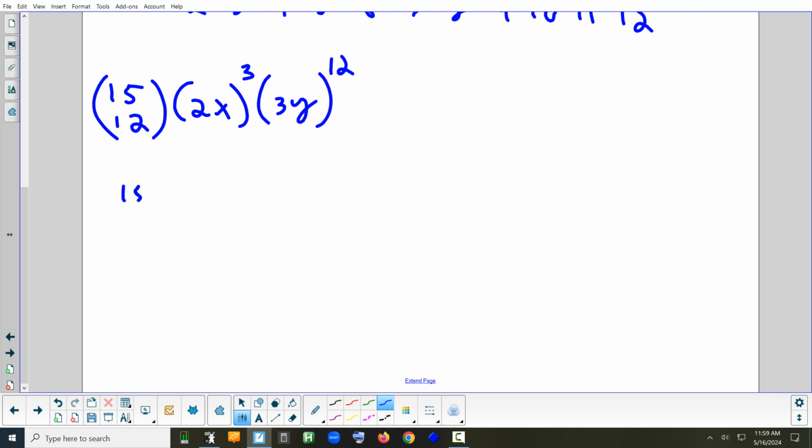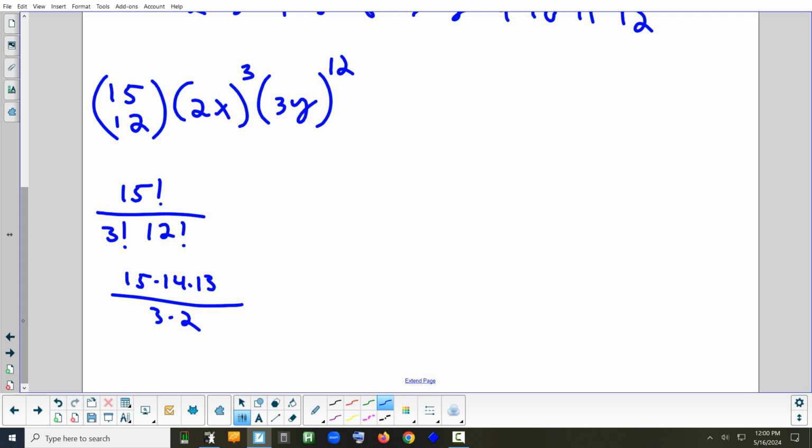So this is 15 factorial over, what's 15 minus 12 factorial? 3 factorial, and what goes next to it? 12 factorial. Which factorial is going to completely cancel with what's in the top? If you cancel the 12 factorial, what's left in the top? 15, 14, 13. And in the bottom, you're left with 3 times 2.